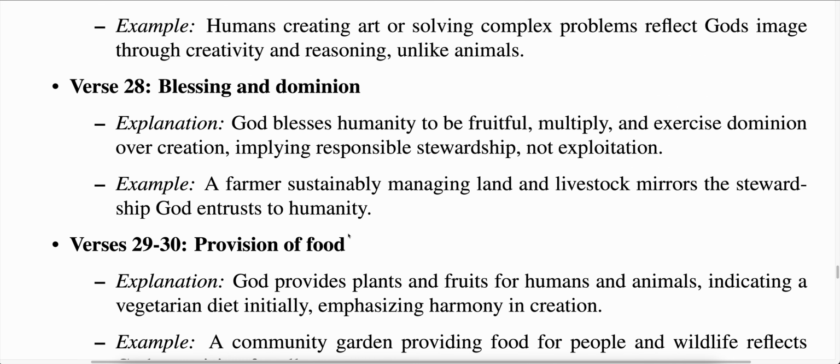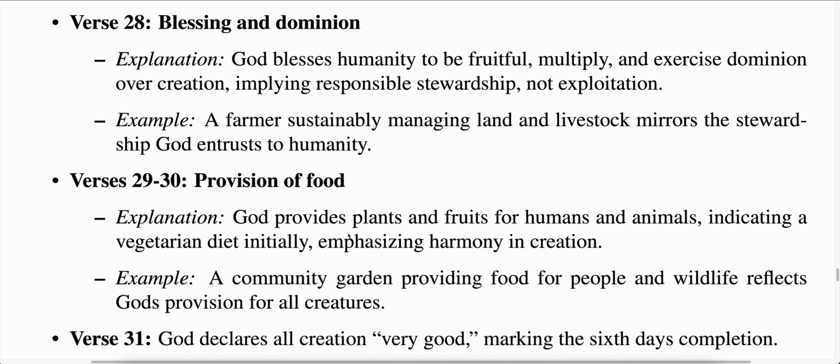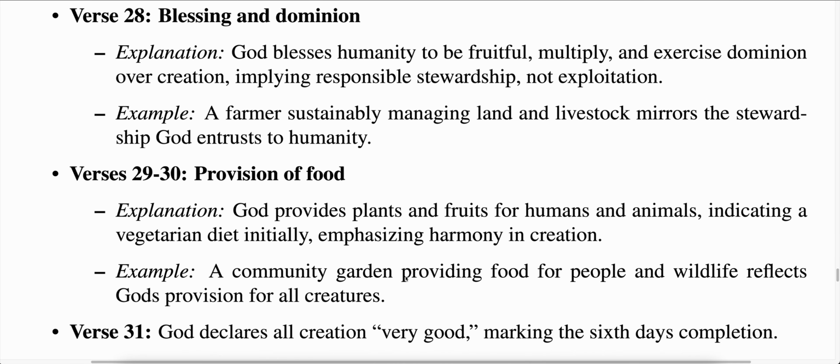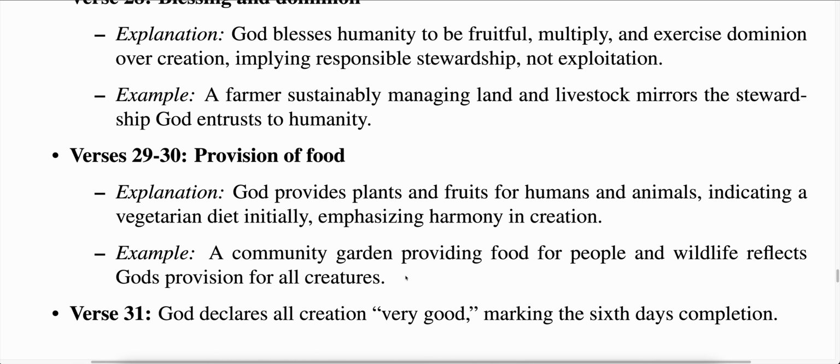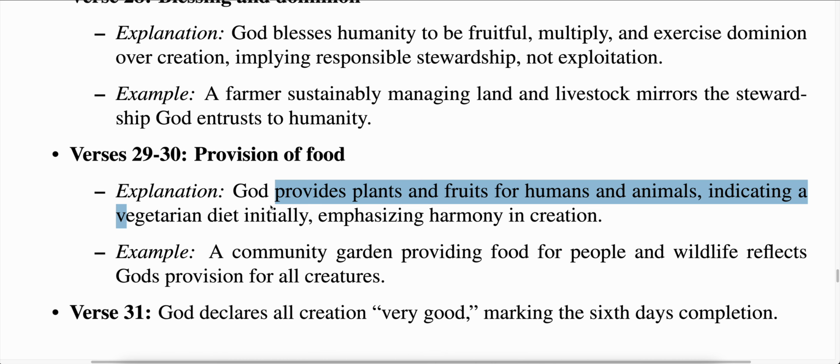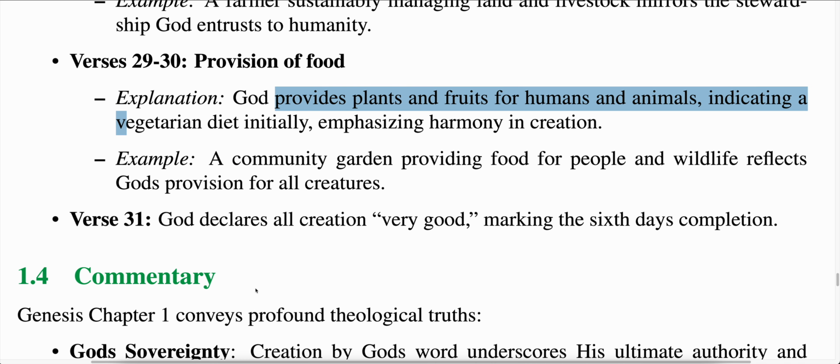God provided plants and fruits for humans and animals, indicating a vegetarian diet initially. When God created, it was only vegetarian, based on his mindset. But after that, man evolved and started hunting and eating flesh. Previously, it was a vegetarian diet. That's what is very clear in Genesis chapter 1.